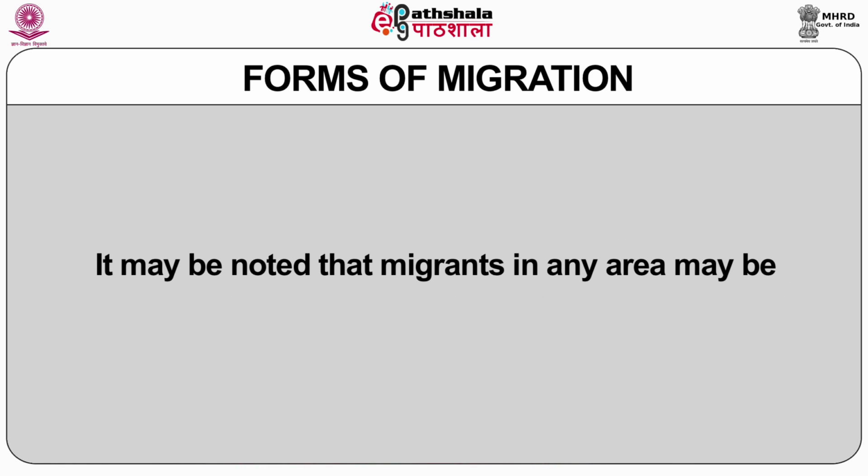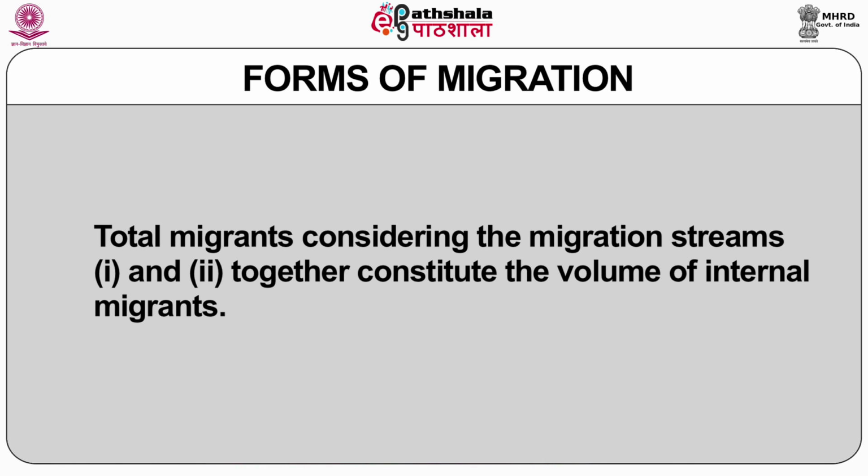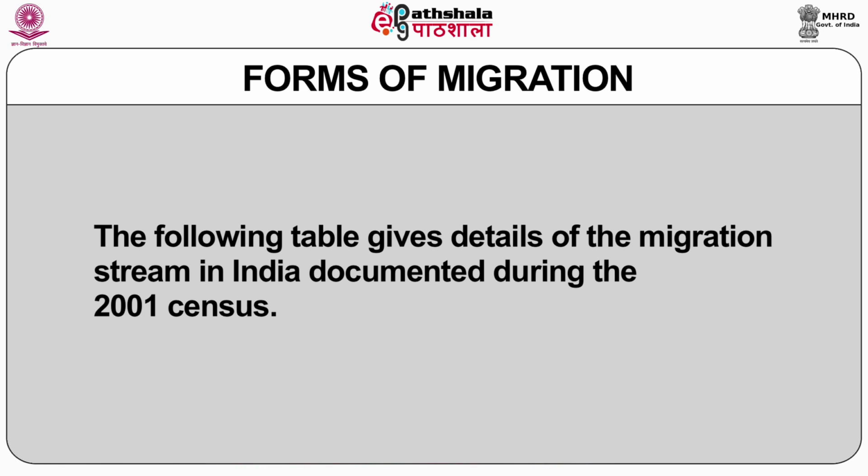It may be noted that the migrants in any area may be, one, from within the state, two, from other states, three, from another country. Total migrants, considering migration streams 1 and 2 together, constitute the volume of internal migrants. The following table gives details of the migration streams in India documented during the 2001 census.